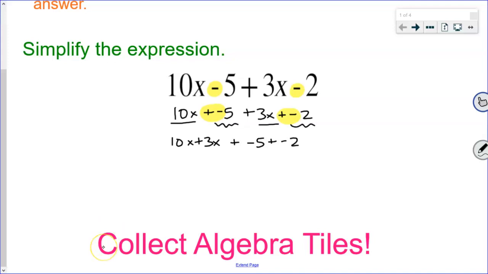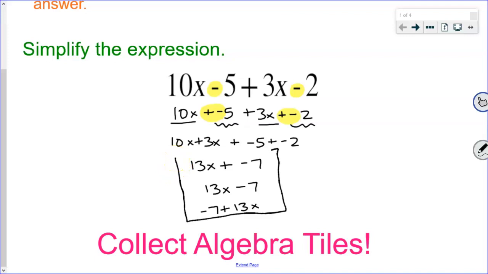And again, you can do all of this with the models, but for the sake of time, I'm not going to. I have 10x and 3x is equal to 13x plus negative 5 and negative 2 combined to be negative 7. I also had a handful of students who wrote 13x minus 7. Both are equivalent to each other and appropriate. I also had a student who rearranged it completely and wrote negative 7 plus 13x. That is also okay. All of those are options.